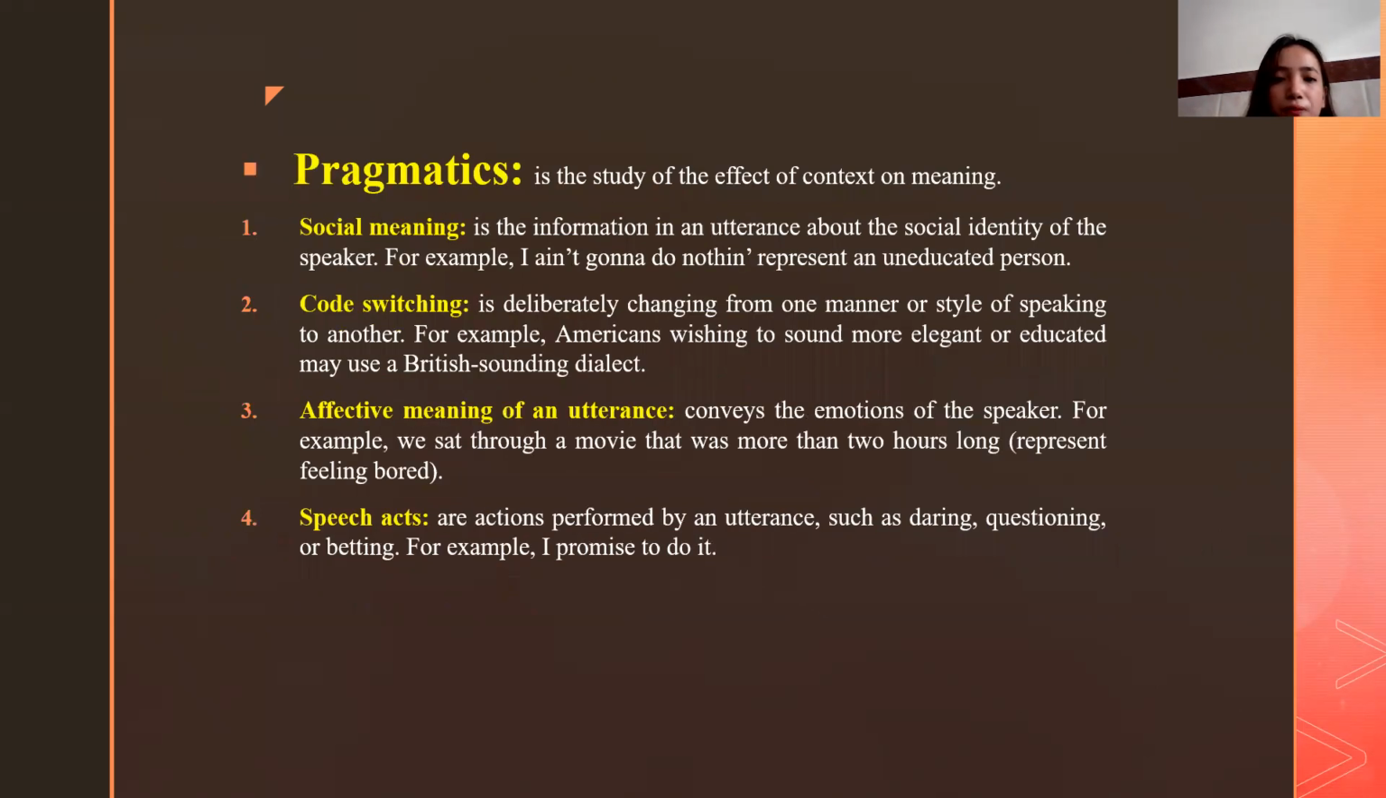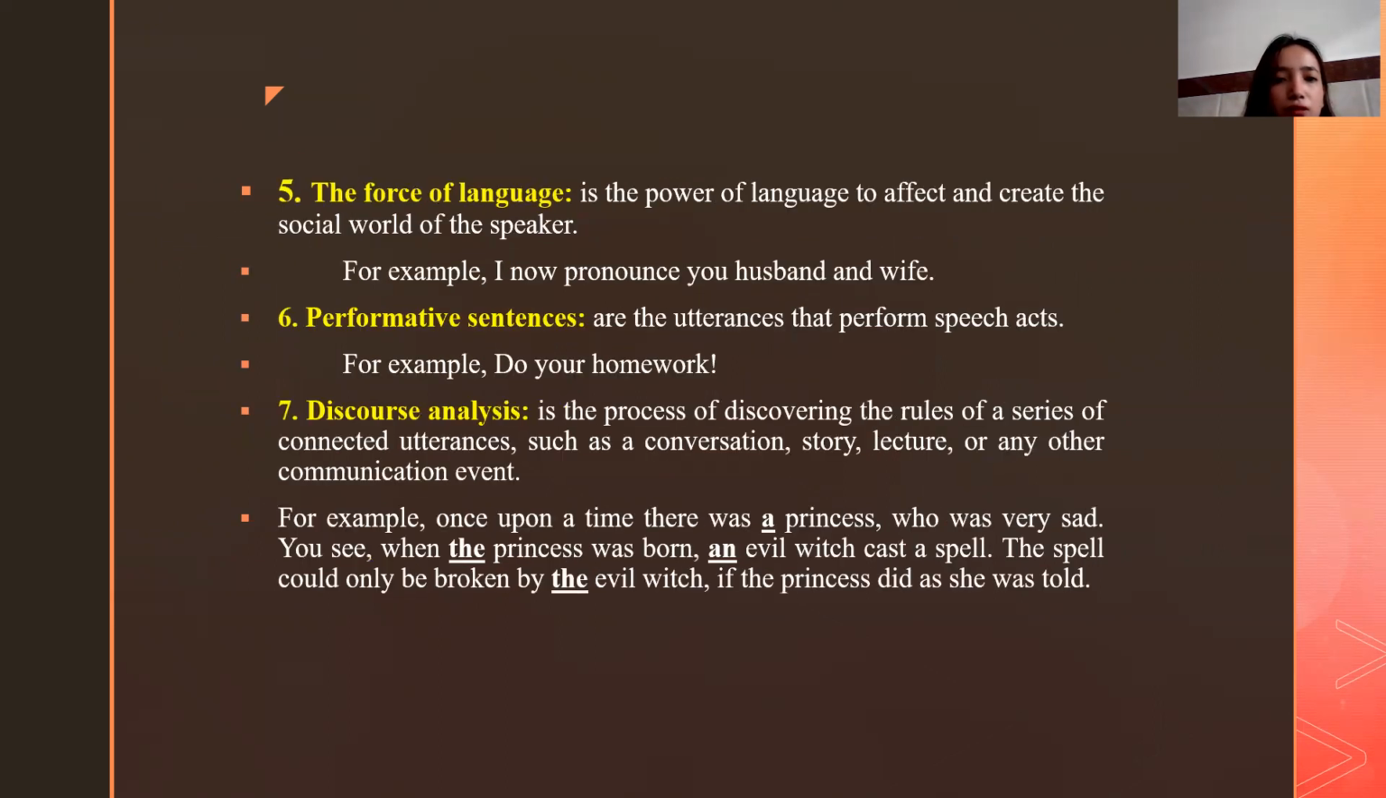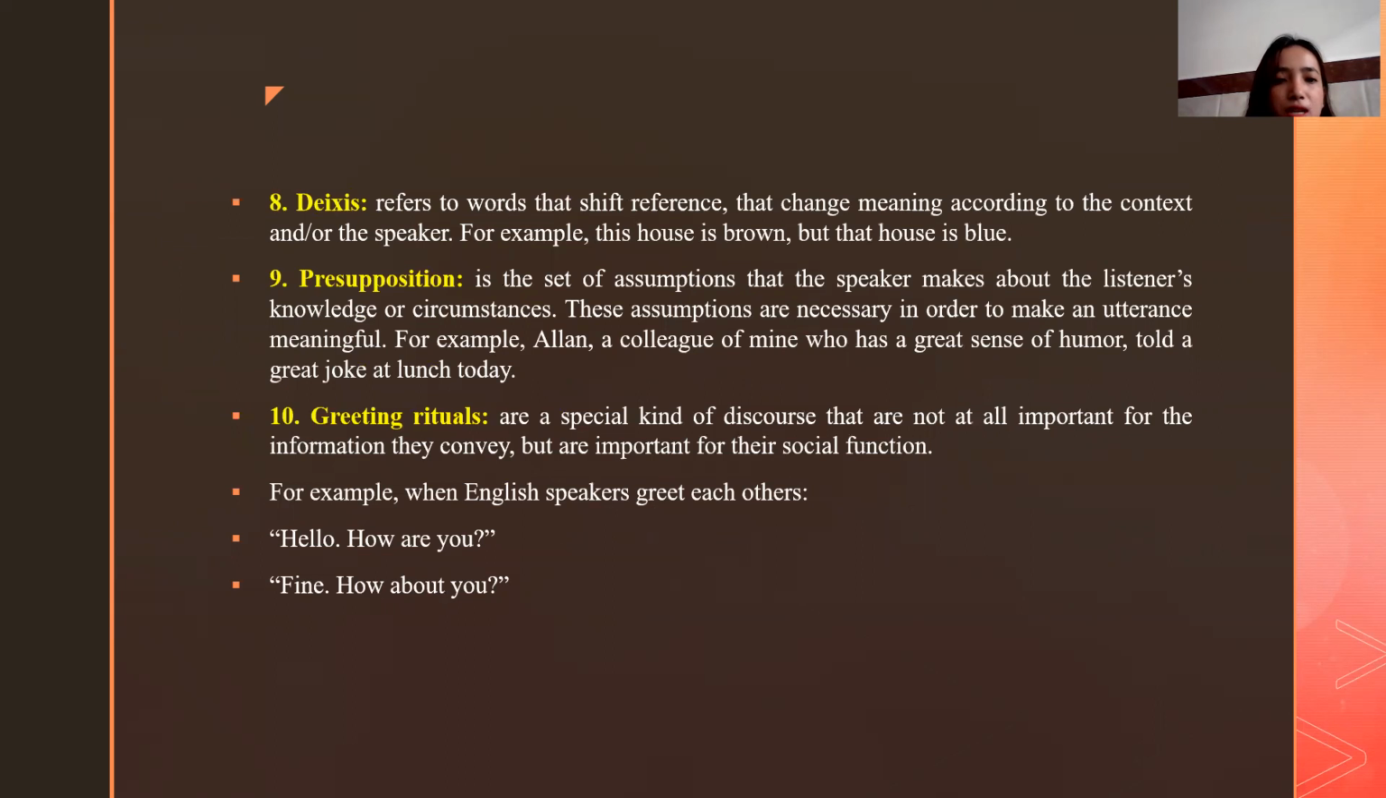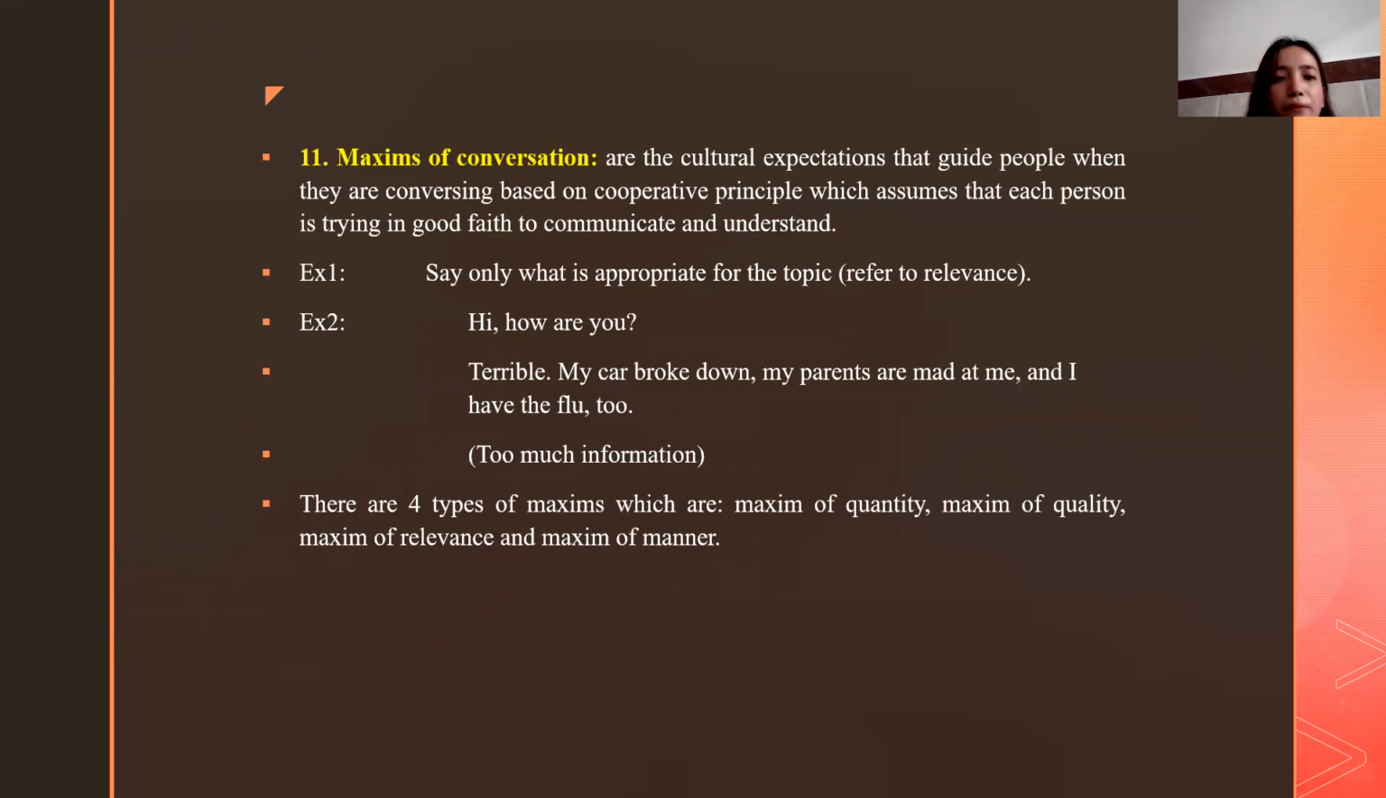So let's talk about pragmatics. It's the study of the effect of context on meaning, like special meaning, code switching, and the effective meaning of an utterance and speech acts. So the force of the language, we have performative sentences, discourse analysis. We have presupposition, implicature. Maxims of conversation, we have like this.